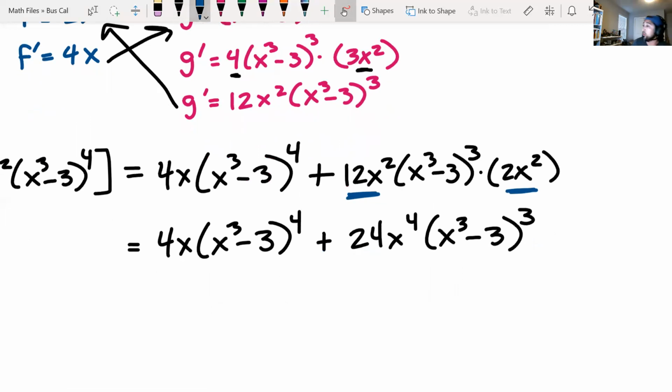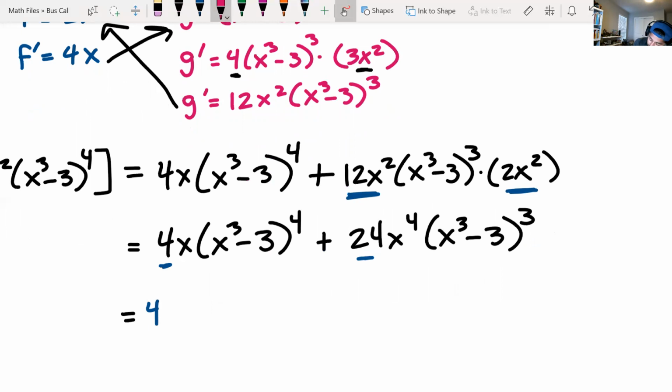And let's start with our numbers. I have 4 and 24. What could I factor out? 4. Of 4, right? We're looking for a greatest common factor. So between 4 and 24, the greatest common factor would be 4.